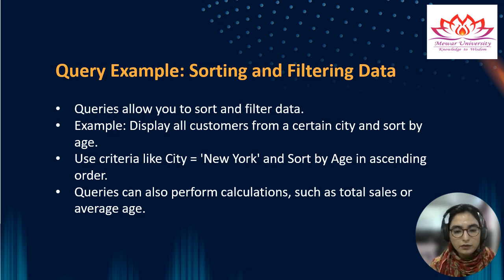Then example, sorting and filtering data. Let us take an example of a query. Suppose you want to find all customers in New York who are over the age of 30. You can set criteria for the city field as New York and for age as greater than 30. You can also sort the results by name or age in ascending or descending order. Queries like this help filter through large data sets efficiently, saving time and effort.